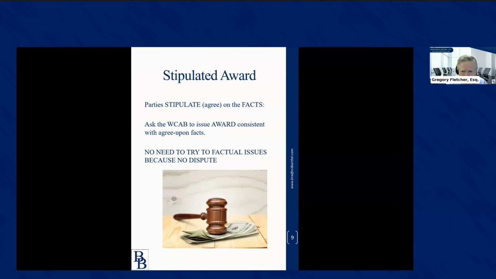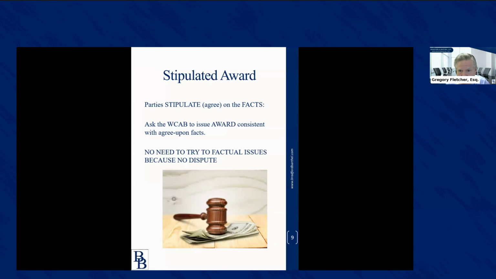Now, this is what we're talking about today, the stipulated award. What it really is, the parties agree on what the facts are. They stipulate to the facts, and then they're asking the WCAB to issue an award consistent with those agreed upon facts. And this is why we call it stipulations with request for award. Once the award has been issued, it's not wrong to just call it a stipulated award, but we tend to use the name that's on the form.